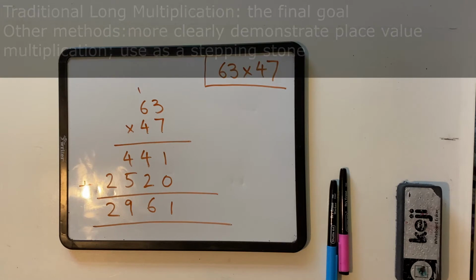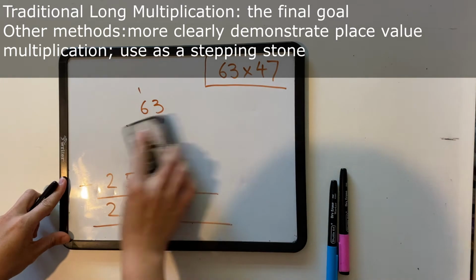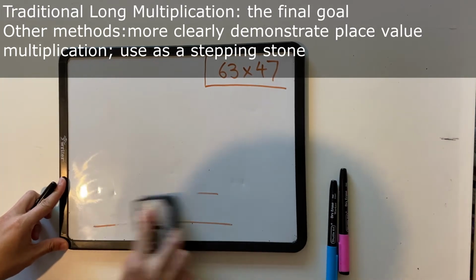I actually think there are better methods to teach multiplication before moving on to this traditional method. Yes, this is probably the quickest way and the one your student will use as a go-to when they've mastered the concept. But if you have a student who is new to multiplication, there are other methods that more clearly and more simply demonstrate the multiplication of different place values. So I'm going to show you the grid method now.